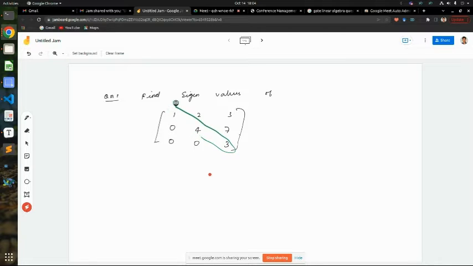Moreover, for any matrix, not only upper triangular, the sum of eigenvalues equals the trace of the matrix. I'm writing some properties here. Given a square matrix A, n cross n, the sum of eigenvalues, summation over i equal to 1 to n, will be equal to trace of A. What is trace? Trace is the sum of the elements along the leading diagonal of the matrix.